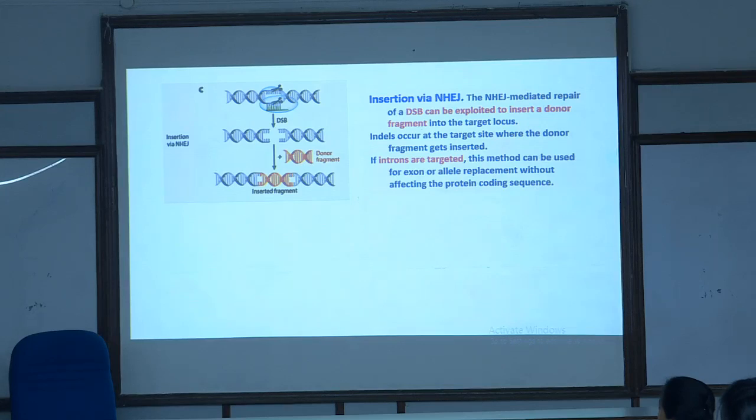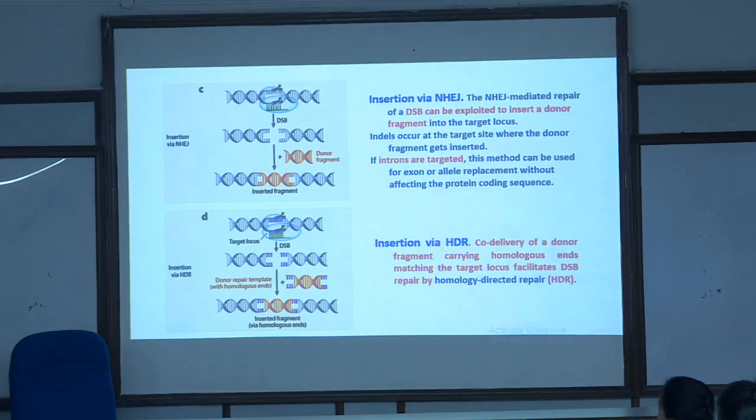What is called insertion via non-homologous end joining: any NHEJ-mediated repair of the double-stranded break can be exploited to insert a donor fragment. If you have a donor fragment designed for your own applications, you can supply that, and it is going to get integrated into the locus of your interest. So this is another option. And insertion via HDR is another option. If you have the homologous sequences, already tailor-made in your donor, you can even inflict what is called HDR, that is homology-directed repair. So this is another reality.